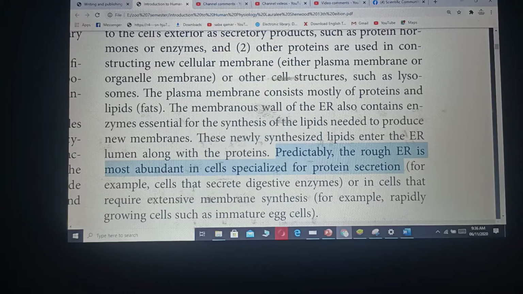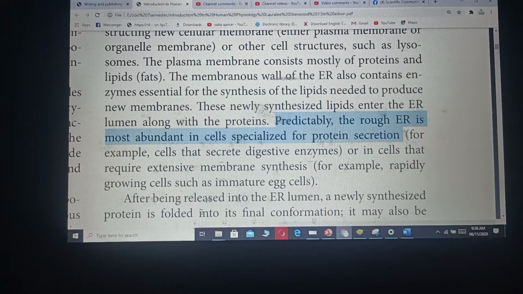For example, cells that secrete digestive enzymes, and cells that require extensive membrane synthesis, for example, rapidly growing cells such as immature egg cells. These are the two main sites, the first one is the digestive tract, and the second one is immature egg cells, where rough endoplasmic reticulum can be found abundantly.